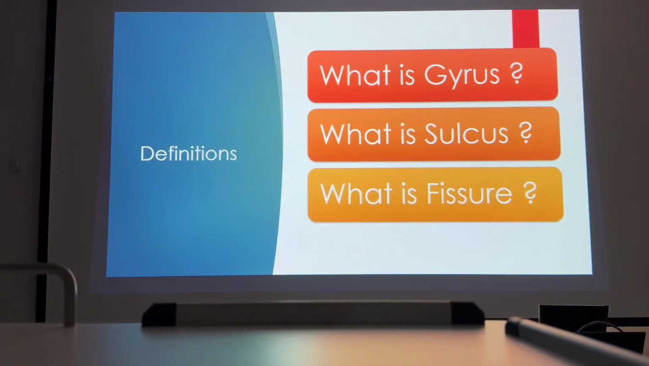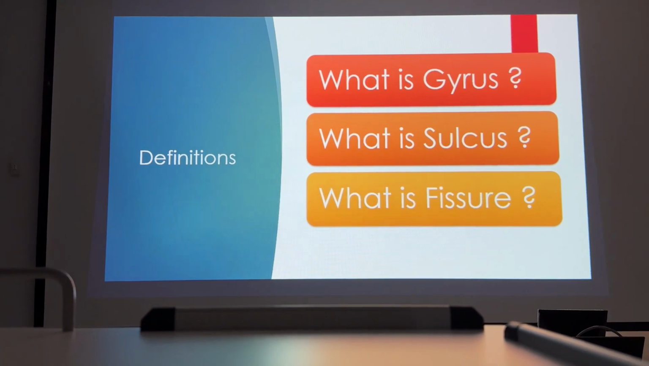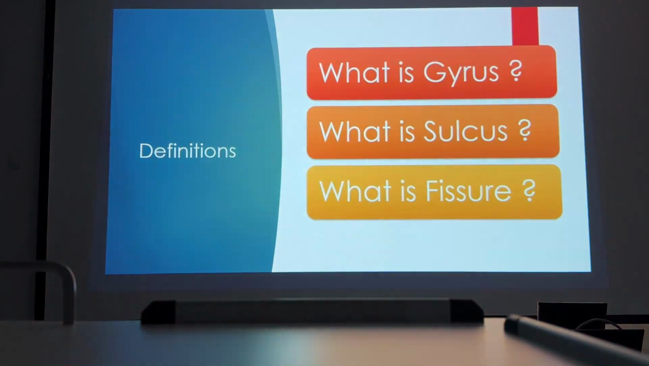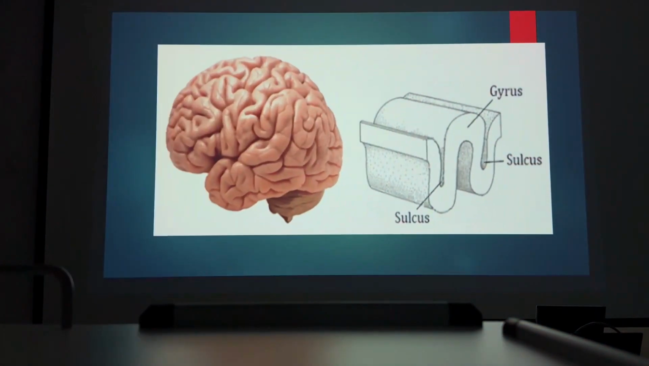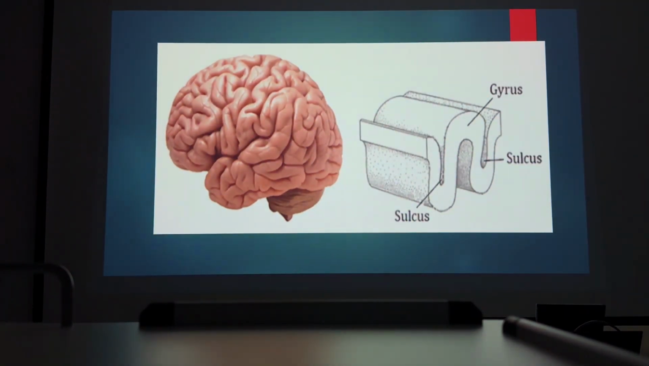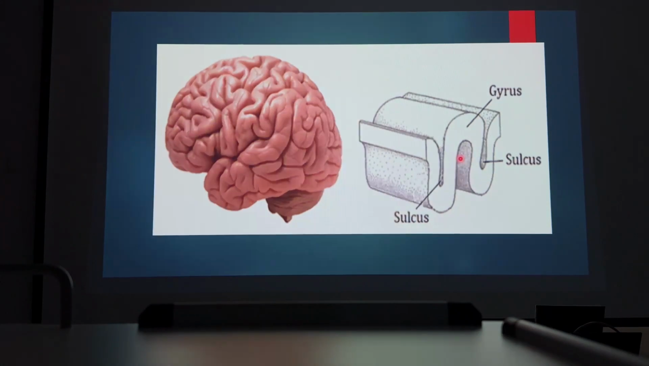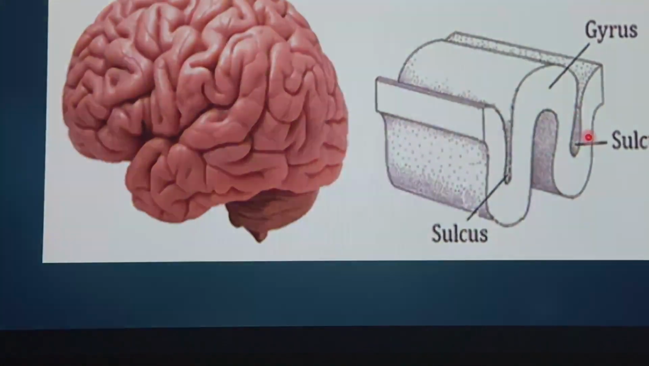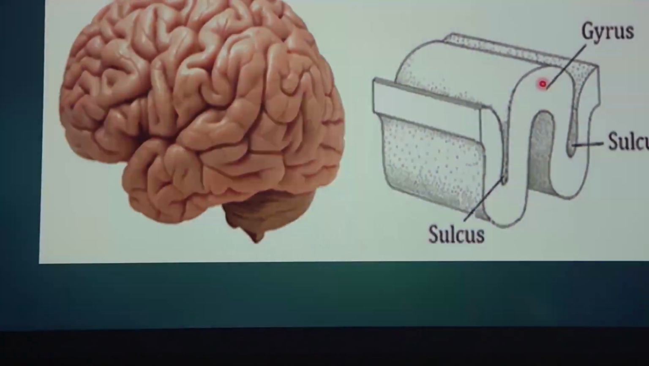In this talk, we'll try to define what a gyrus is, what a sulcus is, and how a sulcus differs from a fissure. This diagram illustrates the gyrus and sulcus morphology. The brain cortex has a folded surface with apparent grooves and ridges. The groove or furrow is called the sulcus, and the ridge or bump is called the gyrus.